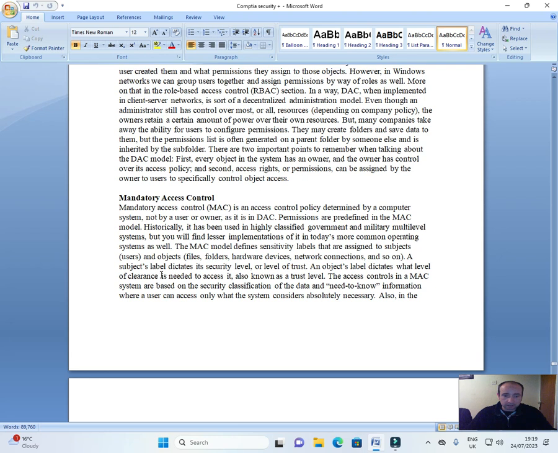A subject's label dictates its security level or level of trust. An object's label dictates what level of clearance is needed to access it, also known as a trust level. The access controls in a MAC system are based on the security classification of the data and need-to-know information, where a user can access only what the system considers absolutely necessary.